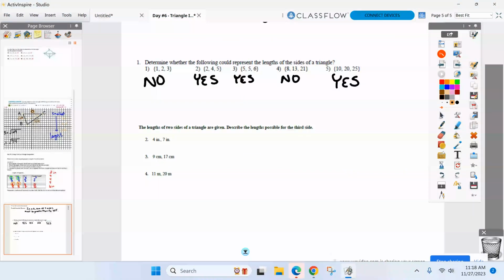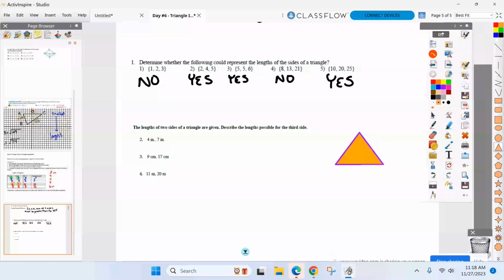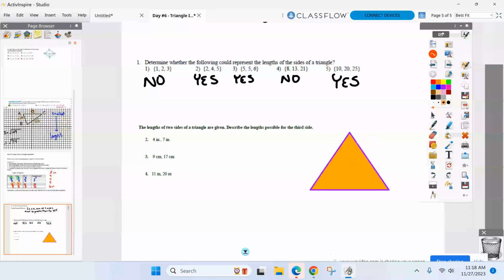Last thing I need you to do is, if I give you two out of the three sides, can you tell me possible values of the third side? I know one side's 4 inches. The other side is 7 inches. What are possible values of the third side? Now, I don't want you to just list out the numbers.